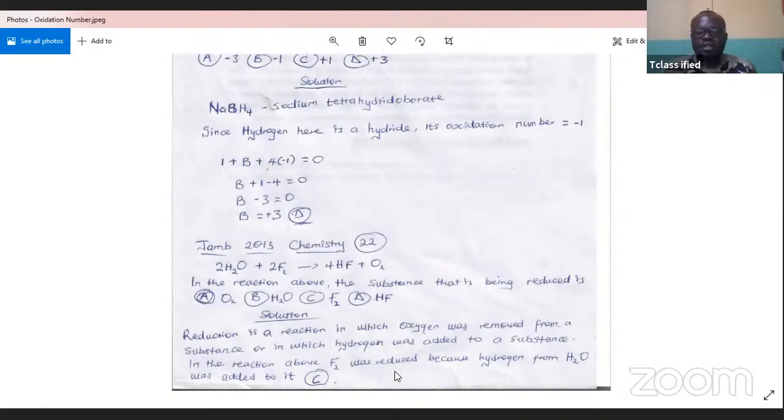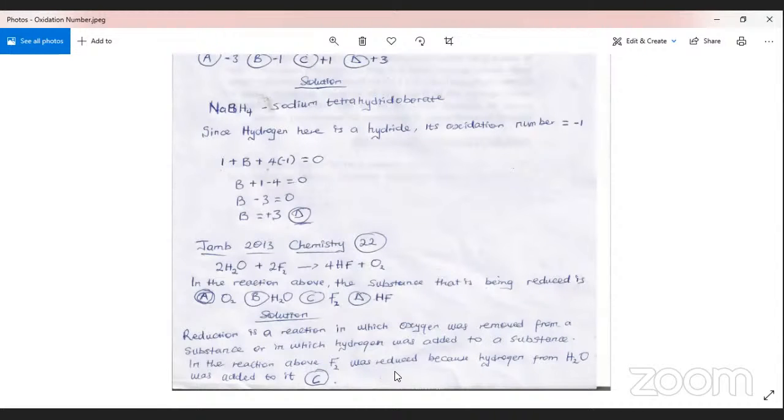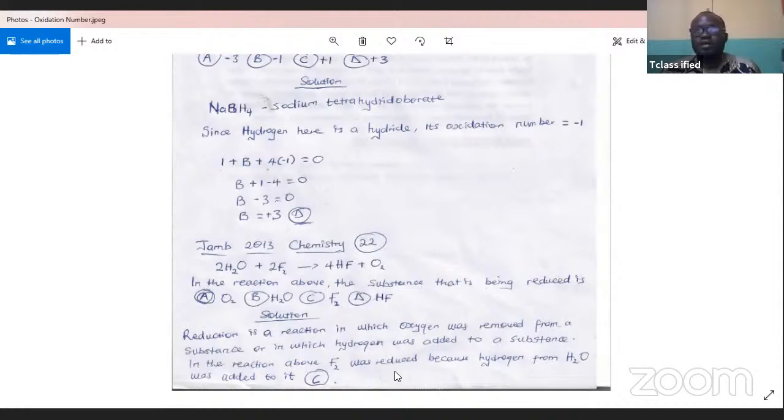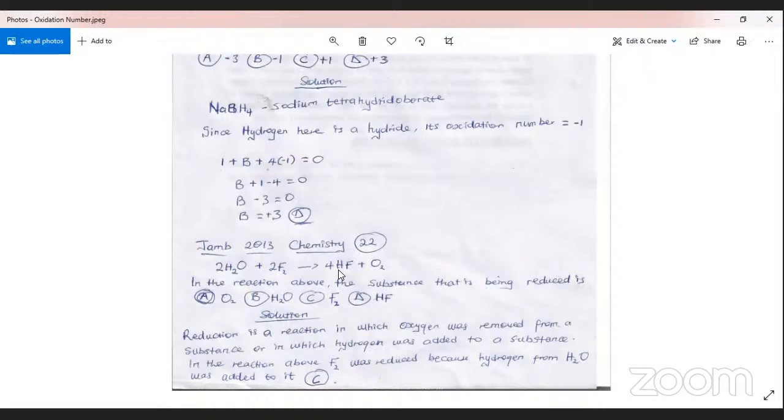What we defined earlier in this class, we defined what oxidation is, isn't it? We say that oxidation is the addition of oxygen or the removal of hydrogen, whereas reduction is the removal of oxygen and the addition of hydrogen. So you can see that this fluorine was not having hydrogen here, but here it is now having hydrogen. So it has been reduced. Is it clear? Yes, sir.